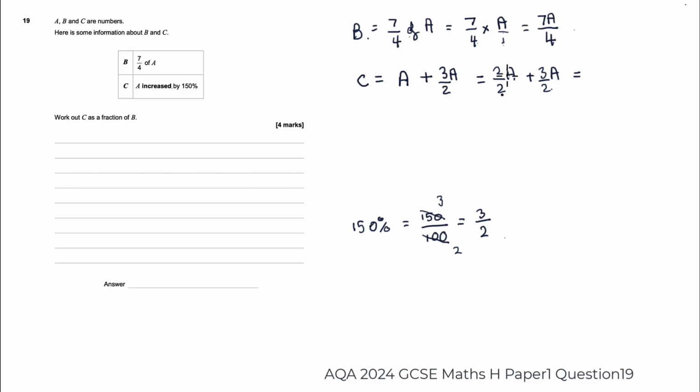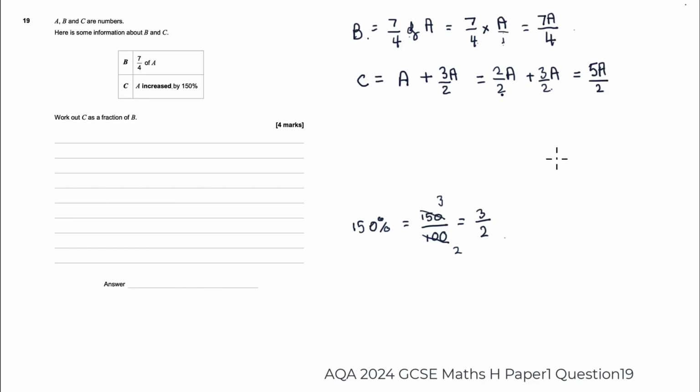Well, 2A plus 3A, 5A over 2. Another way of looking at it is it's 2.5 times A. If you're increasing A by 150%, by 1.5 times, that's the increase. You already need the original, so you'll be multiplying it by 2.5.